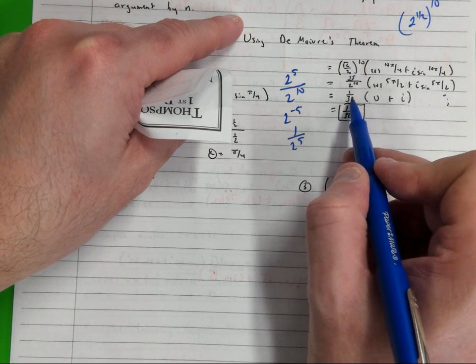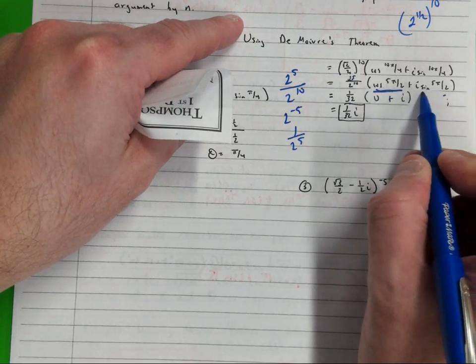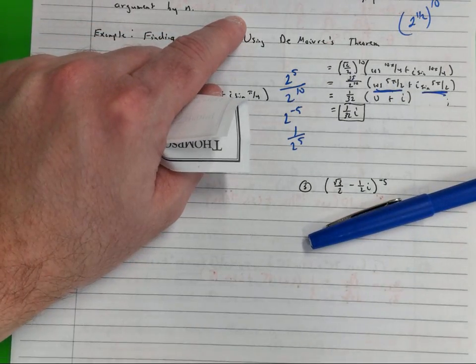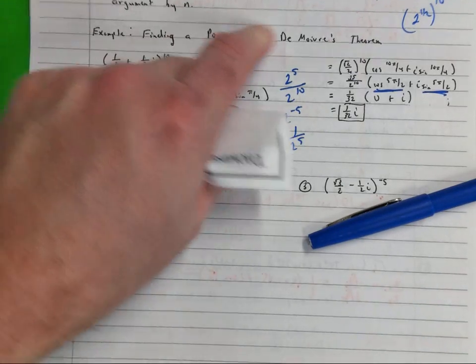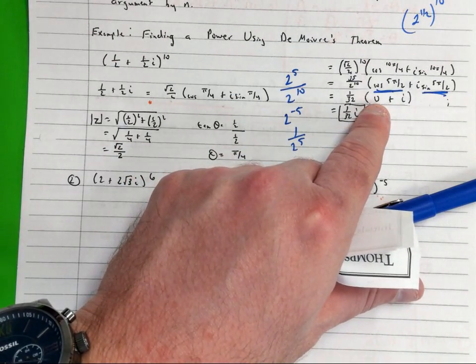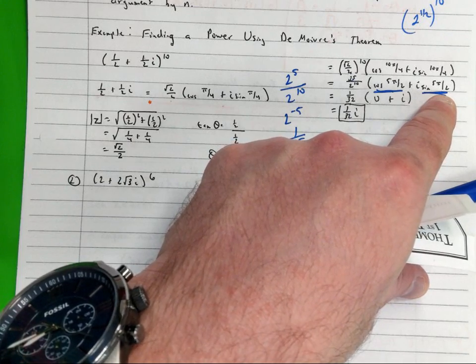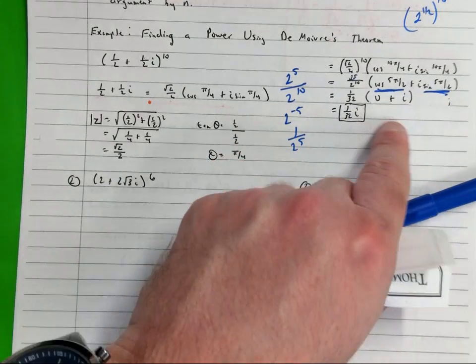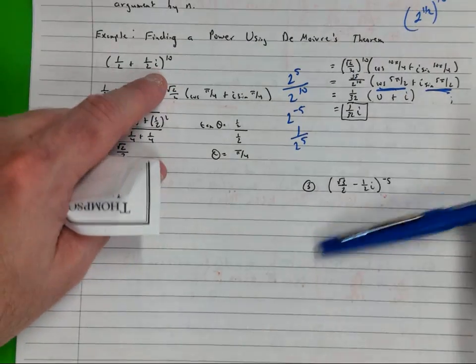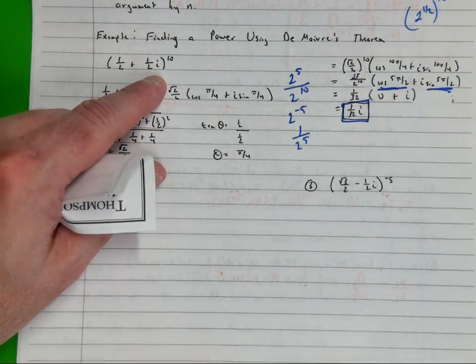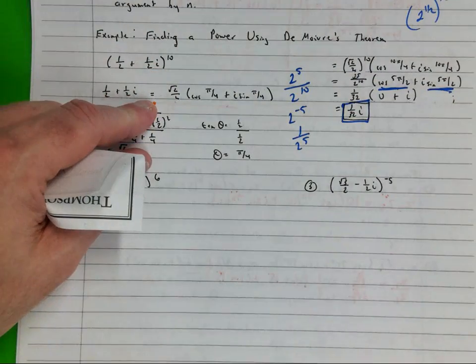Okay, so I've taken care of that part. Now I have to evaluate this. 2 goes into 5 two times. I went around the unit circle one time. I'm back at the half. So cosine is 0. Sine of 5 pi over 2 is 1. 1 times i is i. So now 0 plus i is i, times this is 1 over 32 i. That's the answer if you were to multiply all that out.